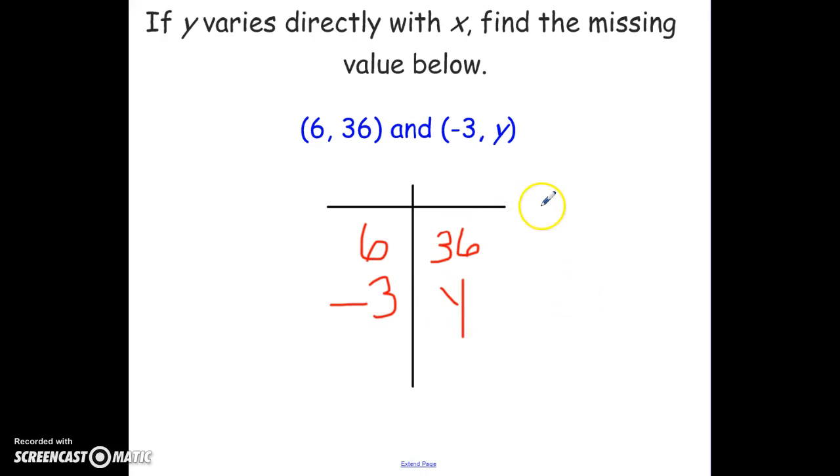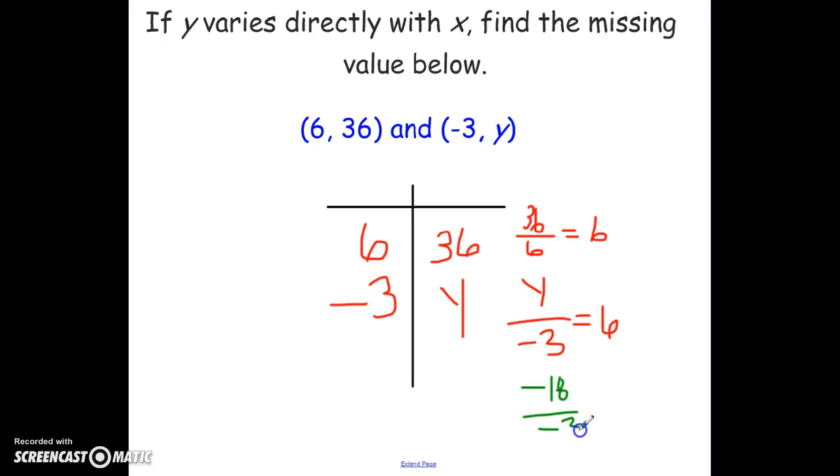So I know that the ratio of y over x here needs to be equal to the ratio of y over x here. So if I take 36 divided by 6, that ratio is 6, which means that the ratio of y over -3 should also equal 6. So in order to solve for y, if I multiply both sides by -3, that means my y value would have to be -18 in order for this ratio to equal 6. So my y value is -18.